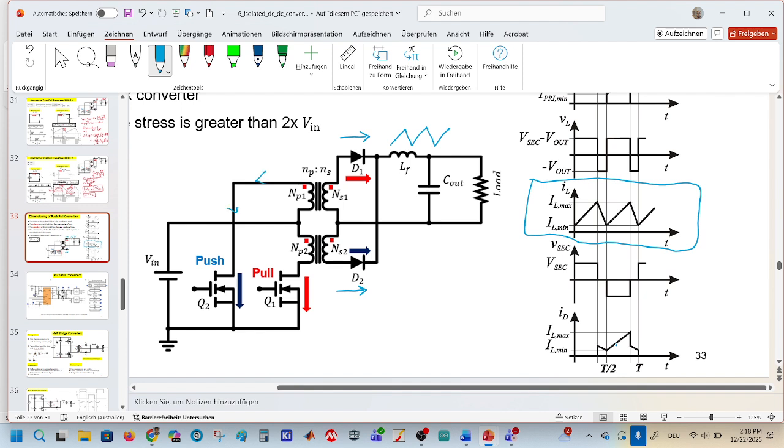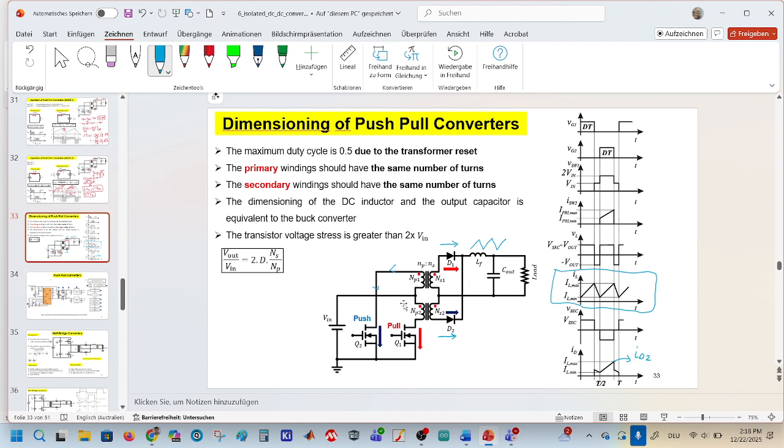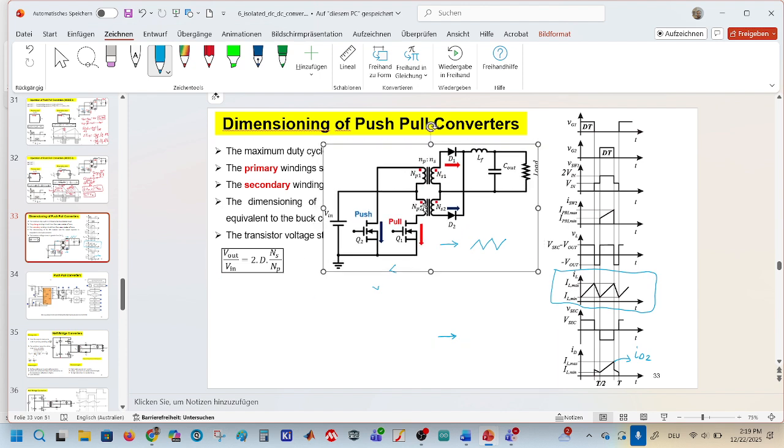That would mean that this current waveform should belong to the second diode. Sorry. I just went through the waveform of the diodes here.